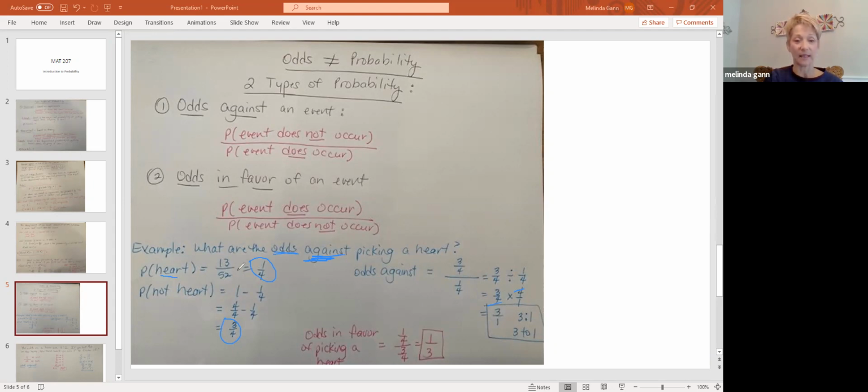I would have done this exactly the same way. It's just that when it says in favor, the probability that the event does occur goes on top. So my 1/4 would have gone over my 3/4. Notice, when this bottom number matches this bottom number, they go out and just leave you this top number 1 over this number 3. That's read 1 to 3, not 1/3. That means for every 1 time you get a heart, 3 times you would not get a heart.